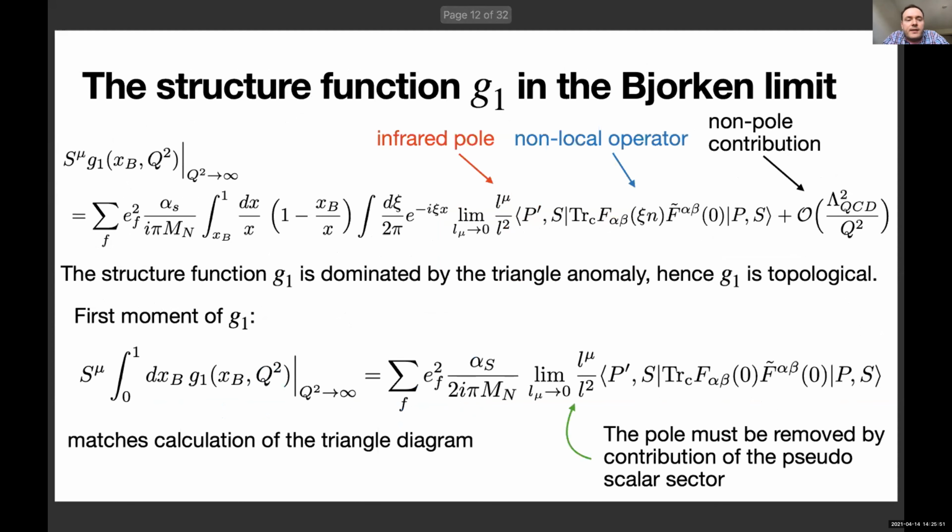And so in the end of the day, we find that the leading contribution to the G1 structure function in the Bjorken limit is defined by the infrared pole and also the non-local F F dual operator. And interestingly, if we just take this equation and integrate over x Bjorken, we find that the first moment is defined indeed by the local operator F F dual, and there's still a pole, L mu divided by L squared.